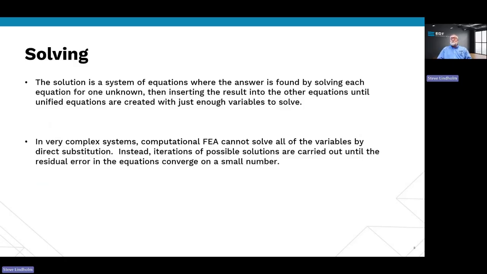The solution to the truss problem is a system of equations. Each equation is solved for one unknown, and the result is inserted into the other equations until the number of equations matches the number of unknowns. For a computer, this would be trivial. When a system of equations becomes complex, computational FEA can be left with too many variables and not enough equations. What computational FEA does in this case is to use iterations of solutions, guesses, if you will, until the error of the equation solutions converges on a vanishingly small number.